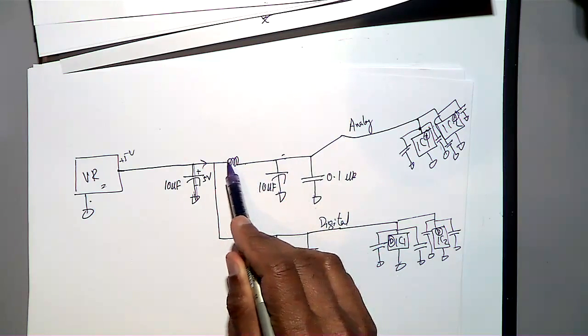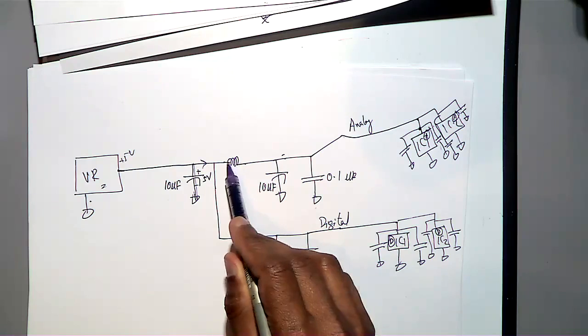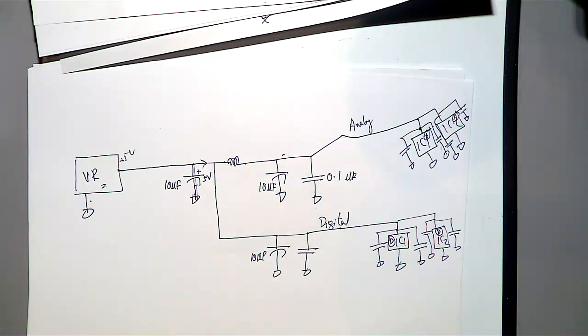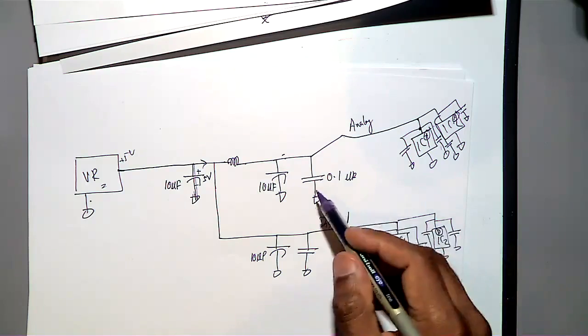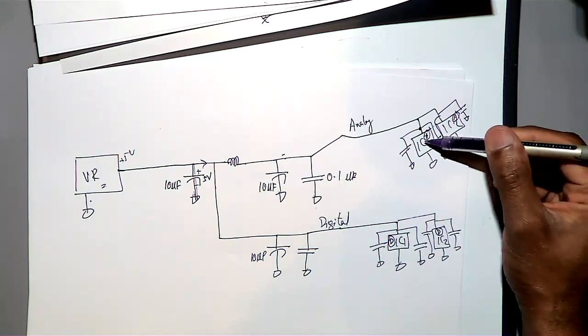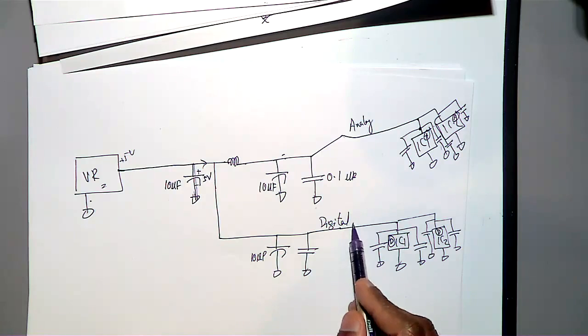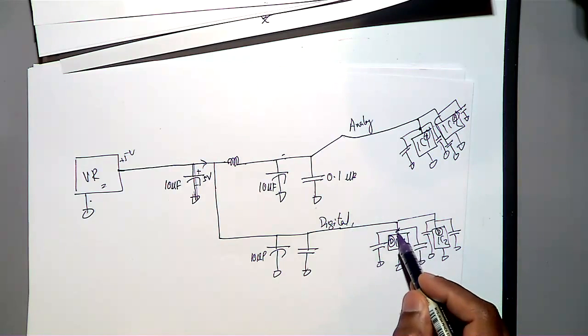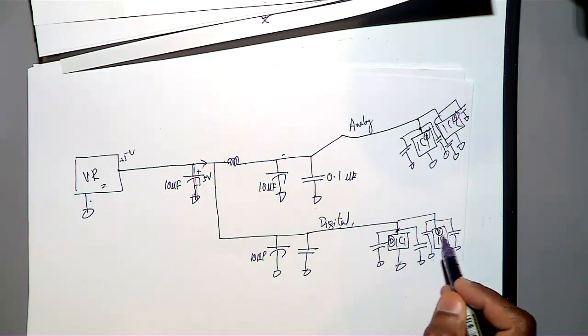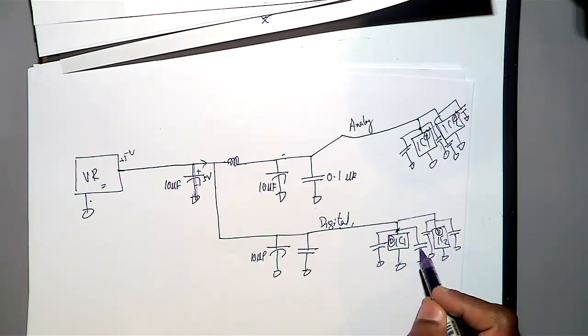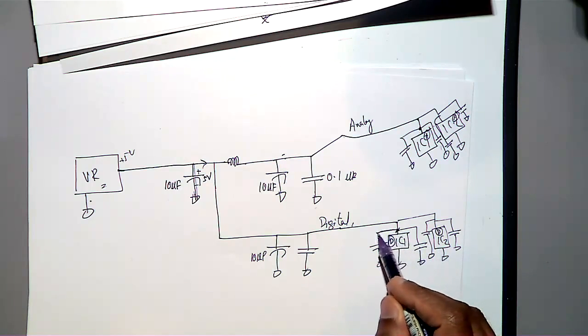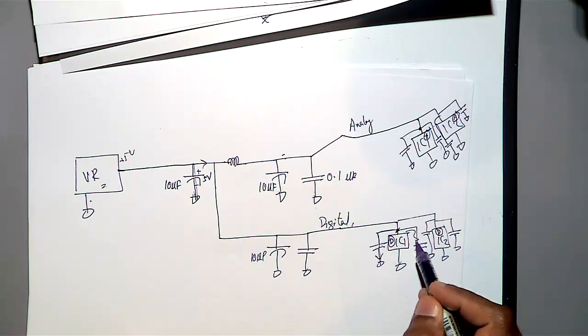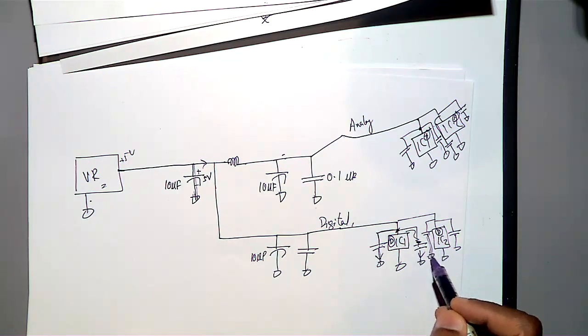So both the points will be isolated. This inductor will be a short for DC. And then these ICs, I am going to take digital. So this is the digital part. When the digital is switching, a lot of noise will come, and if you choose these values properly as per the data sheet, then those noises will go to the ground.